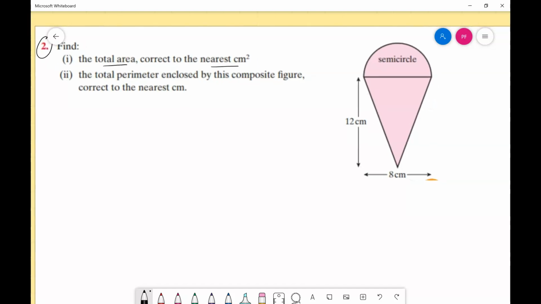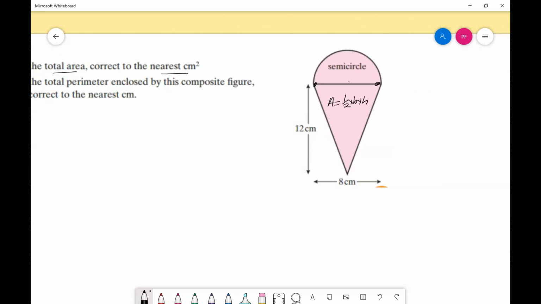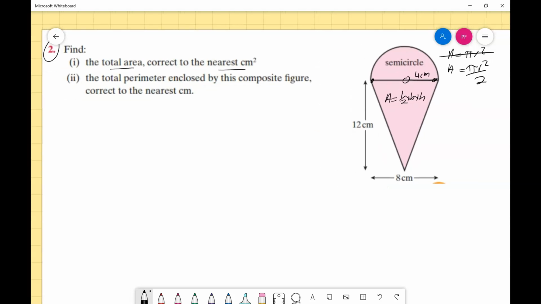It's very simple. I've got myself a triangle, and I know the area for a triangle is going to be half the base by the height. And then I've got a semicircle here. I can see that the radius is going to be 4 centimeters, and the area of a circle is going to be pi r squared. So the area for a semicircle is just going to be pi r squared over 2. So let's do both of those.